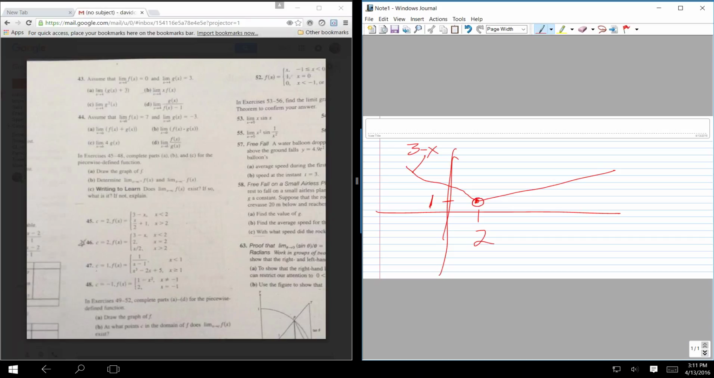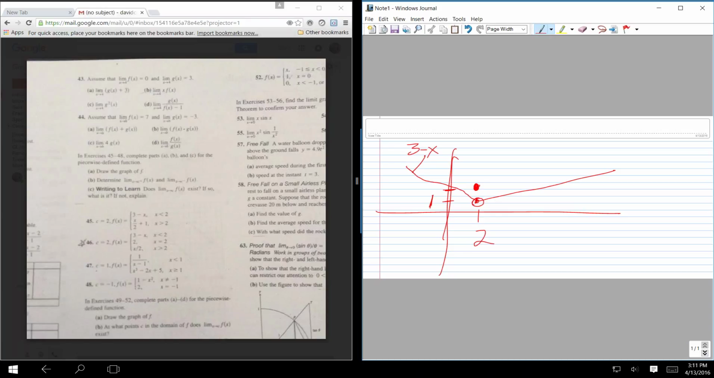Open circle right there. And then when x is equal to 2, f of x is 2. Well, 2 is up there. So I actually have a closed dot there and an open dot below it. That's my picture. And if you understand this limit problem, you won't have any problems with limits.